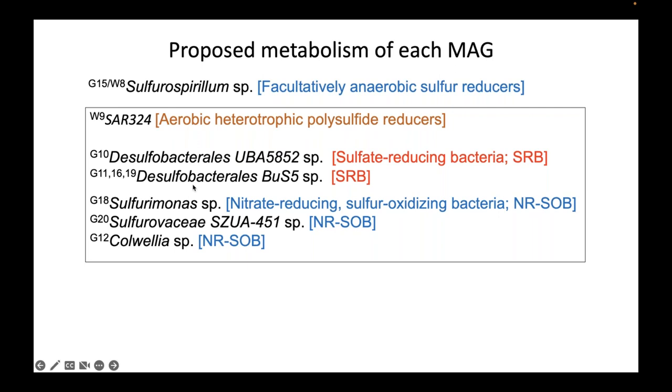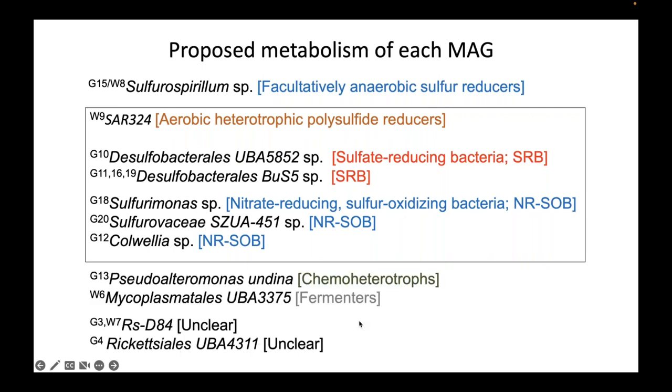Besides sulfur reduction, other MAGs that are classified as Sulfurimonas, Sulfurovum, and Sulfurovum showed the potential for sulfur oxidation and nitrate reduction. I also identified two other MAGs classified as Pseudoalteromonas undina and Mycoplasmatales that were potentially chemoheterotrophic or fermenting bacteria. The alphaproteobacterium MAGs that I recovered from this study did not show any clear metabolic pathways because I did not identify any key metabolic genes in these MAGs.